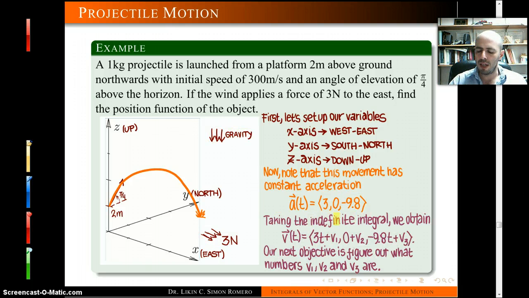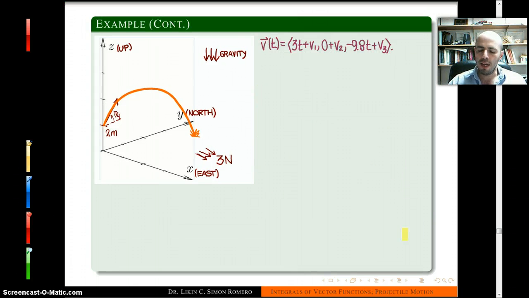So taking the indefinite integral, we obtain that the velocity is equal to this. Notice that we have our 3 constants of integration, and our goal is to figure out those 3 constants of integration. Now the initial condition here is a little bit hidden. It's not explicitly said what the initial velocity is, but we have enough information to know what's going on.